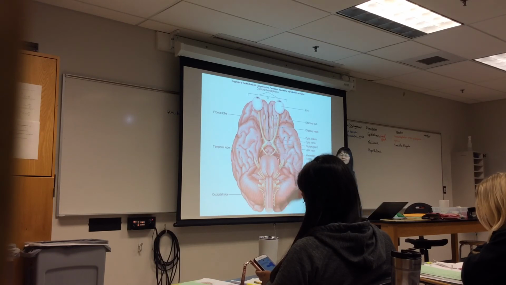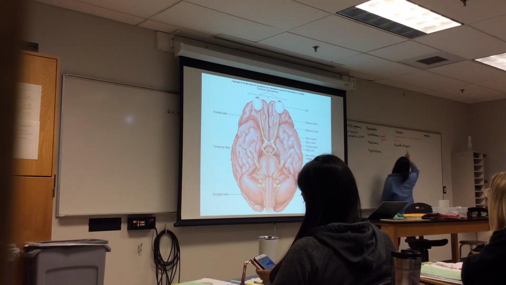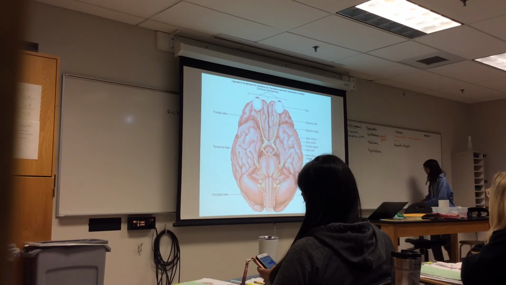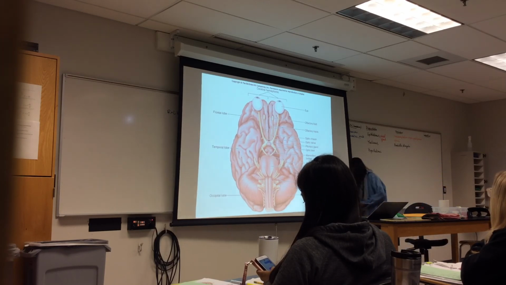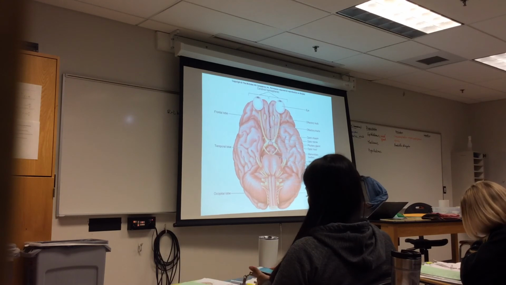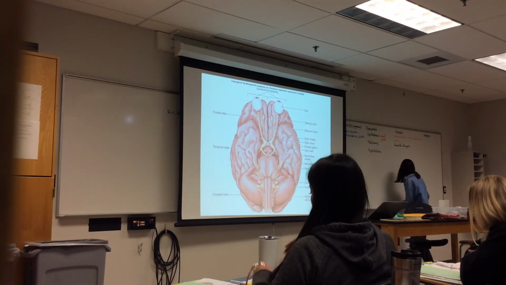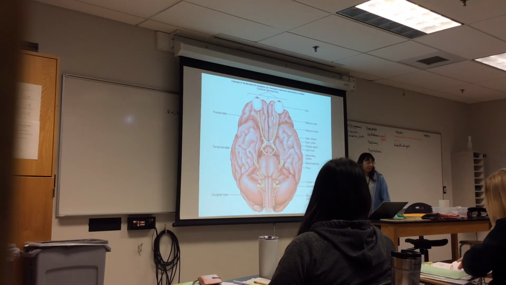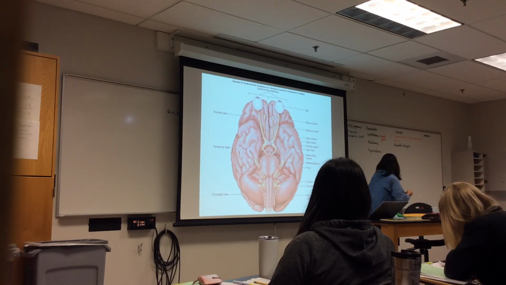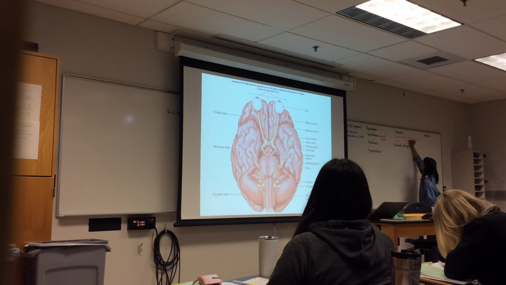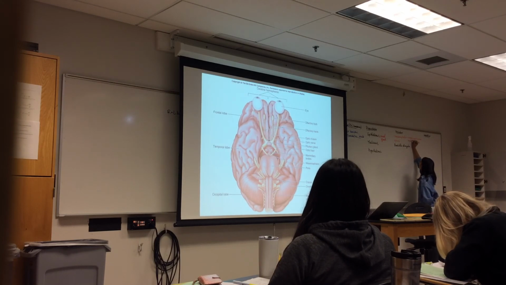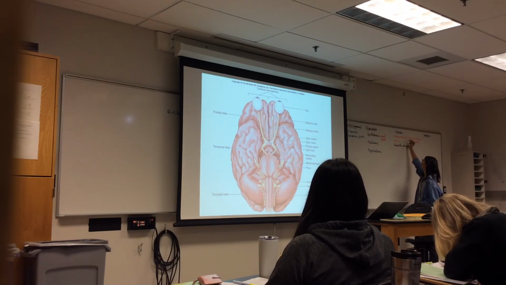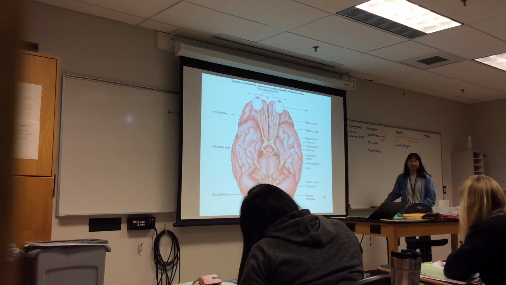What part of the brain is this? Mesencephalon. So we also can add on here corpora quadrigemina and mammillary body. Part of the mesencephalon. Okay?